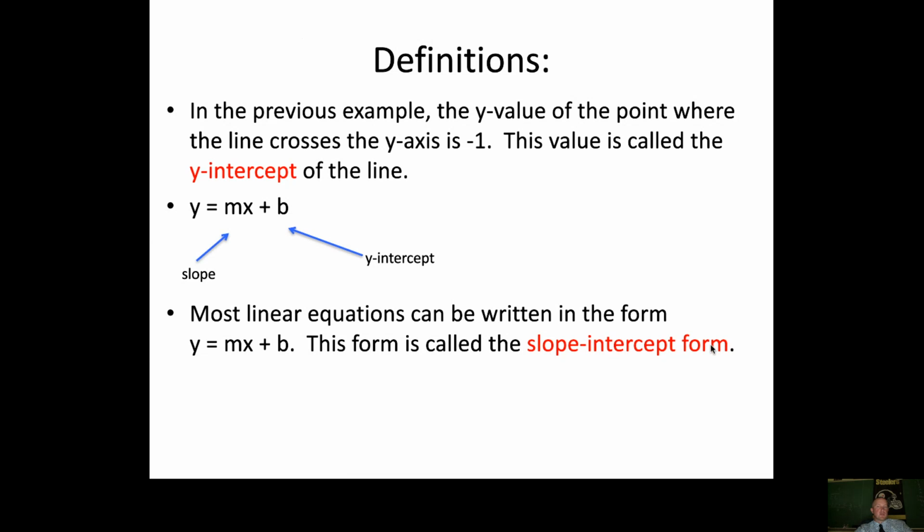That's slope-intercept form. When you have y by itself, the thing that's in front of the x is the slope, and the thing that you add to that is your y-intercept. So y equals mx plus b. When it's in this form, you can easily see the slope and the y-intercept.